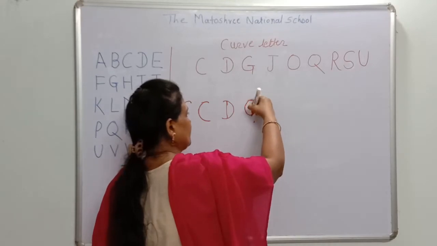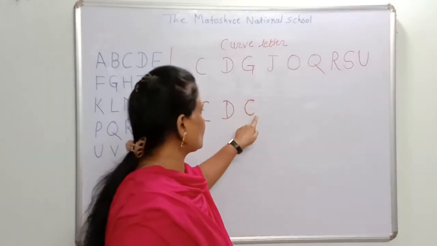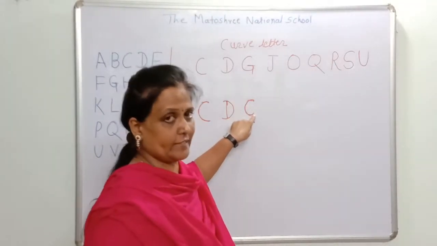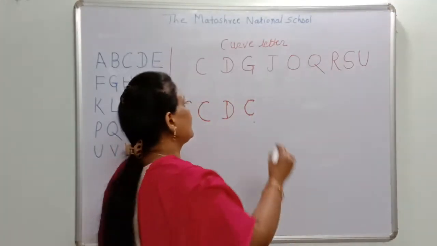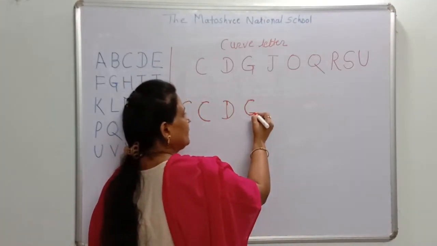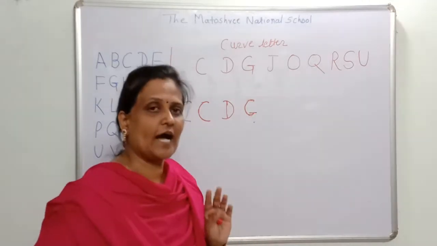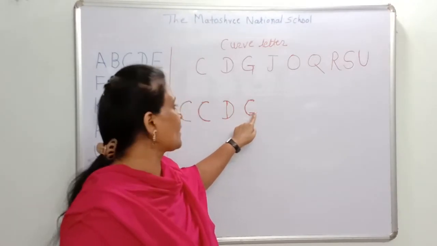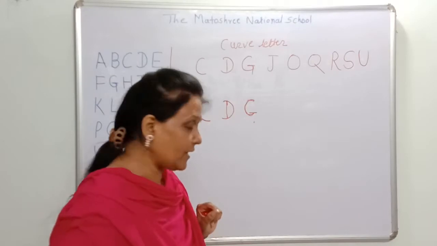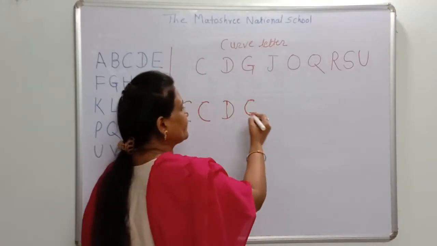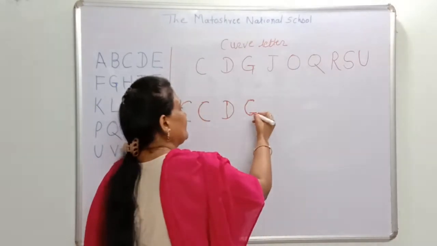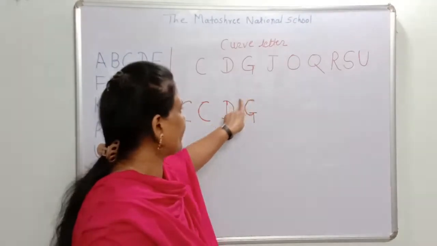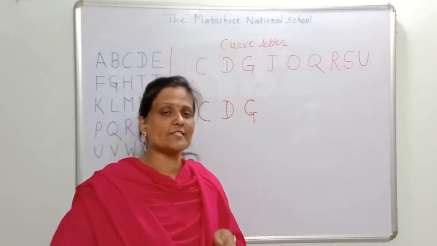I join these two dots first by this curve line, a half circle. Then I draw a sleeping line on the second dot, and again I draw a standing line to the last dot. I join this dot by this standing line. It makes a G.